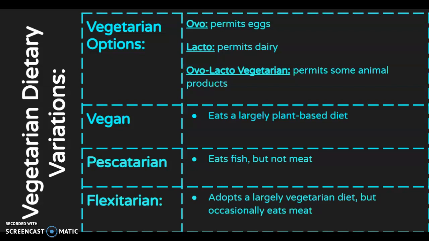This is a vegetarian diet. So all plant-based, but they allow themselves to eat fish. They will not allow themselves to have chicken, beef, pork, etc., but they'll allow themselves to have fish.